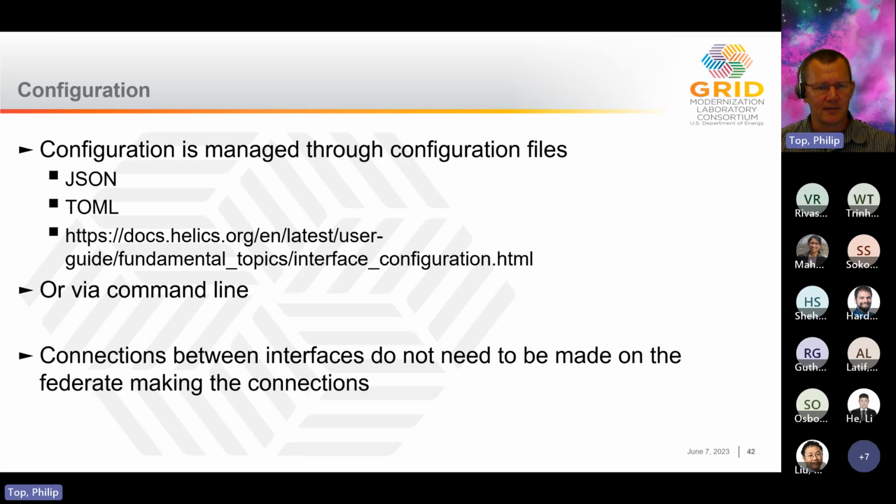Connections between the interfaces can be made remotely. They do not need to be made on the federate making the connections. The idea behind this was something like an FMI module, which basically defines all its inputs and outputs, but it doesn't define anything with the connections. And so you can create multiple federates based on these and then create the connections in a different location, either through the broker or a different core.